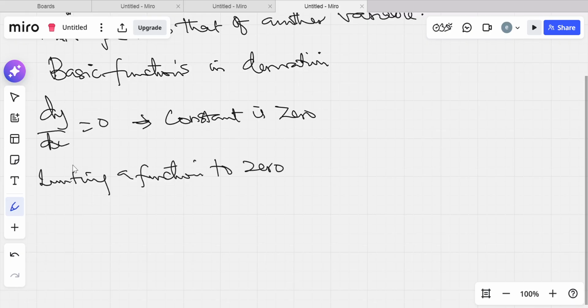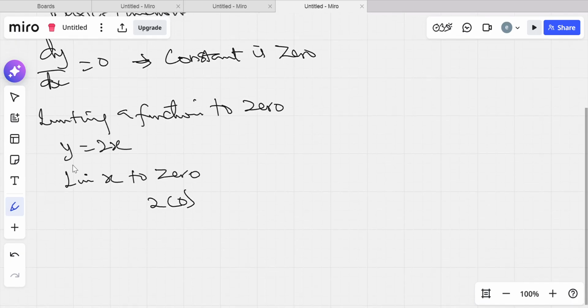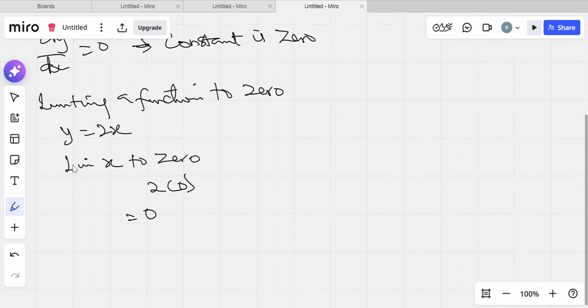for instance, y is equal to 2x. To limit this function to 0, limiting x to 0 simply means 2 times 0. Limiting x to 0 gives 0.